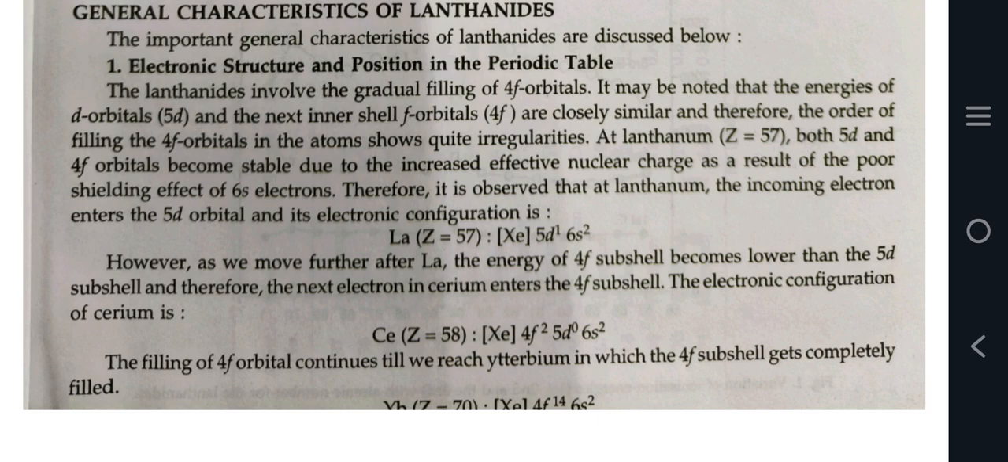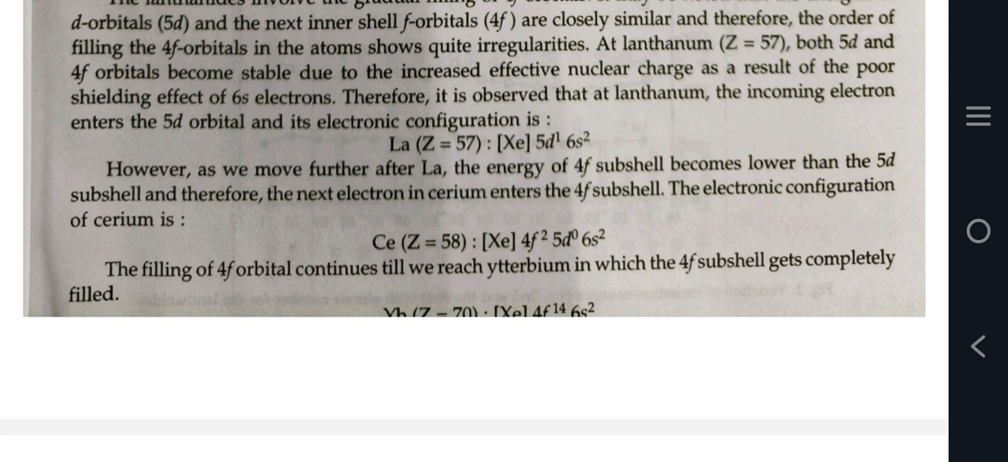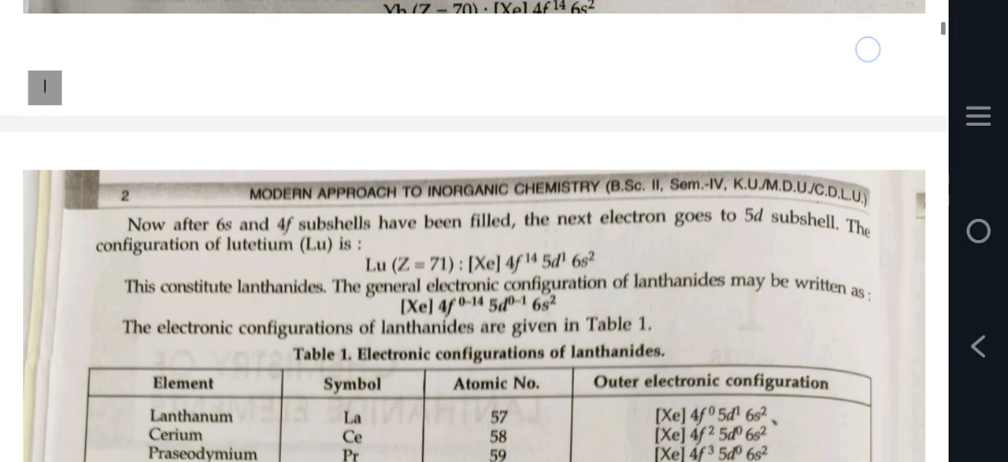The filling of the 4f orbital continues until we reach ytterbium, in which the 4f subshell gets completely filled. Electronic configuration of ytterbium, atomic number 70, is xenon 4f14 6s2.